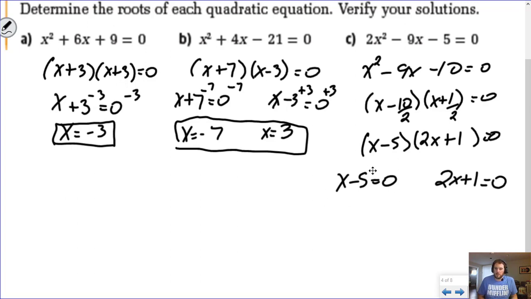And again, this one we should be relatively comfortable with. So we're just going to add 5 to both sides, and we get x is equal to 5. Now this one, there's an extra step that we have to do. Again, we're going to subtract the 1 from both sides, and we're going to get 2x has to be equal to negative 1. Then we have to get the x by itself, so we're going to divide both sides by 2, and we get x is equal to negative 1 half.